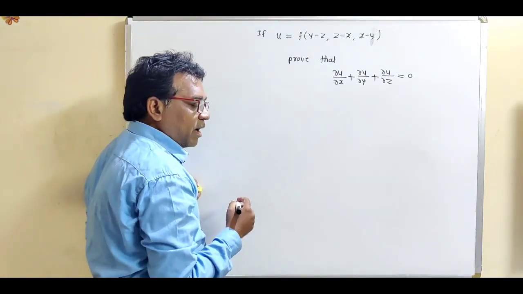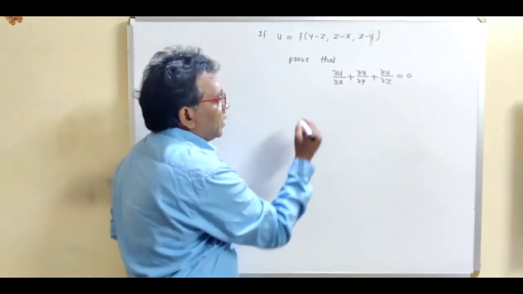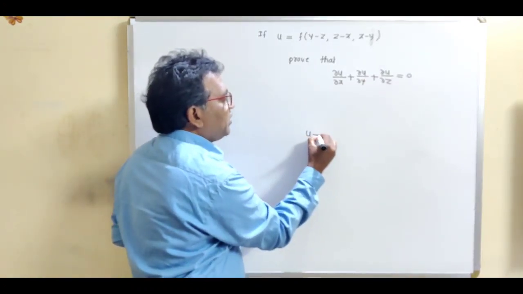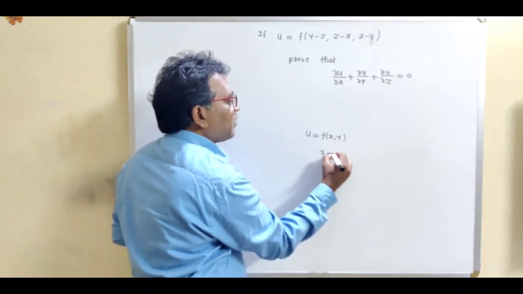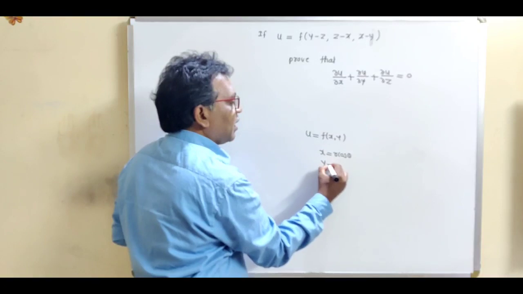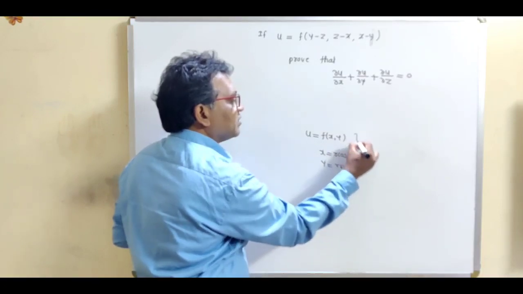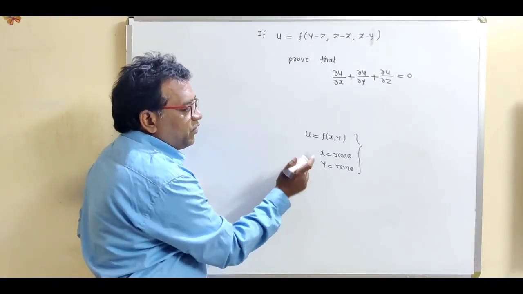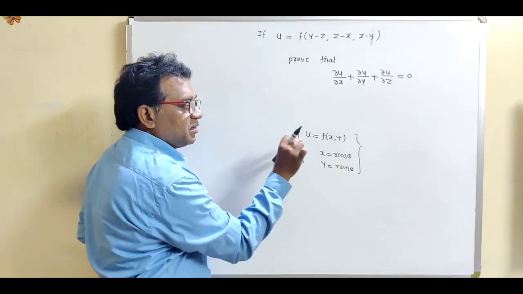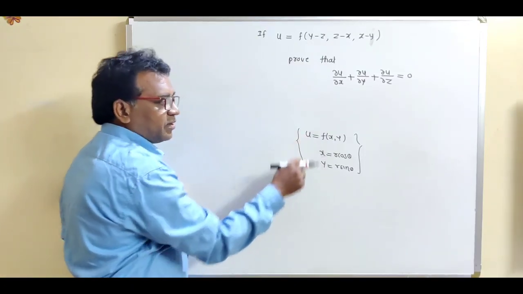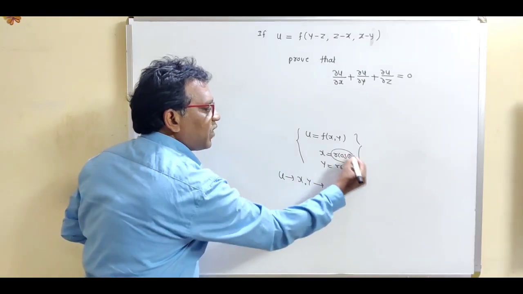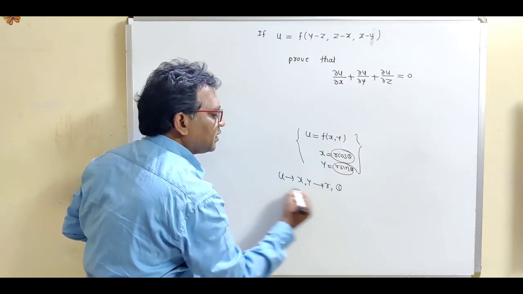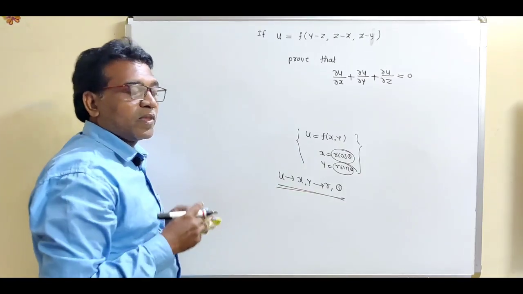Now see what our previous example was. In the previous example we are given u as a function of x, y, where x equals r cos theta and y equals r sin theta. So in the previous example we are directly given the chain. This is the direct chain: u is a function of x, y, and x and y are functions of r and theta. This is called the direct chain.